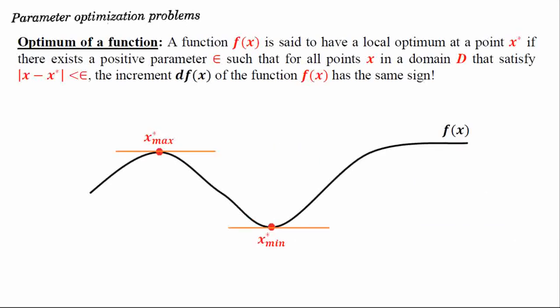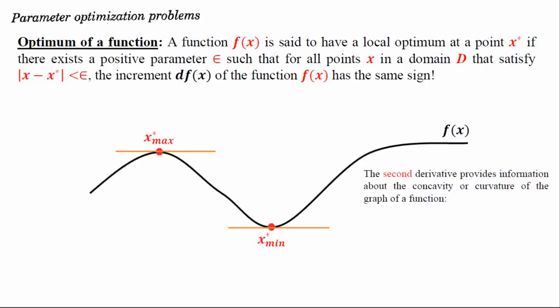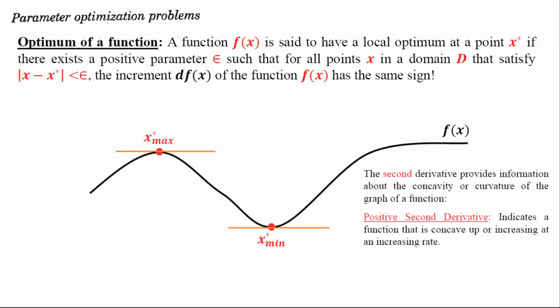This concept is showing how to find stationary points of a given function, but it does not specify whether these points are maximum or minimum. For that, we need to find the second derivative of the function at these points. As we know, the first derivative describes the rate of change of a function, while the second derivative in turn shows how the slope, or rate of change of the function, is changing. The second derivative provides information about the concavity or curvature of the graph of a function as follows.